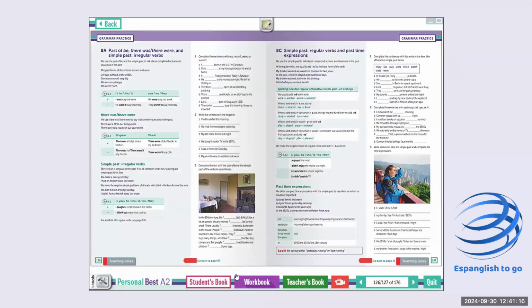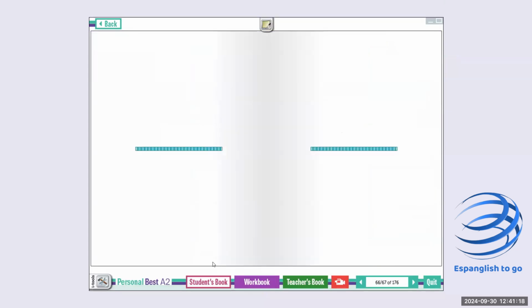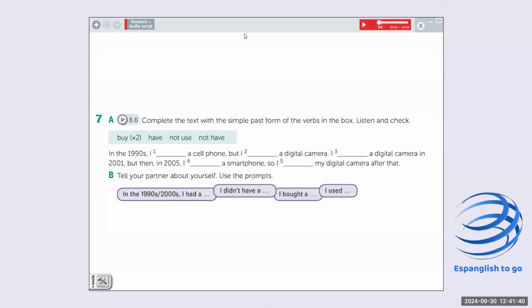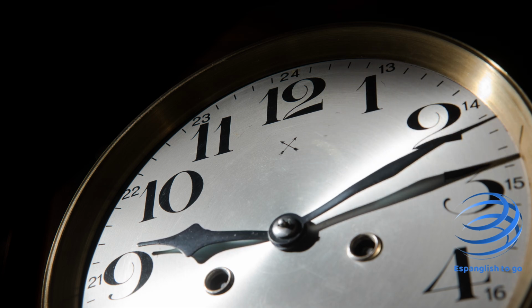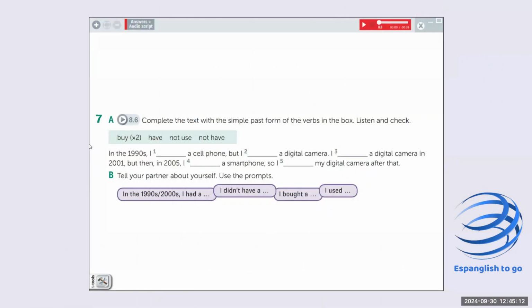Okay, let's go back. Page 67. Complete the text with the simple past forms of the verbs in the box. Listen and check. So let's listen to the audio. Pay attention to your answers.